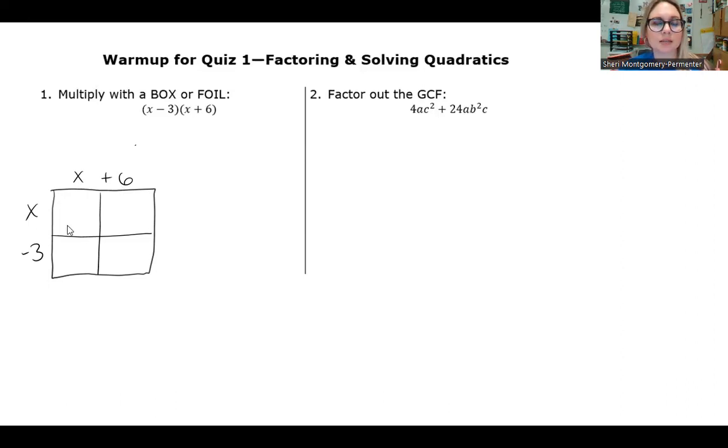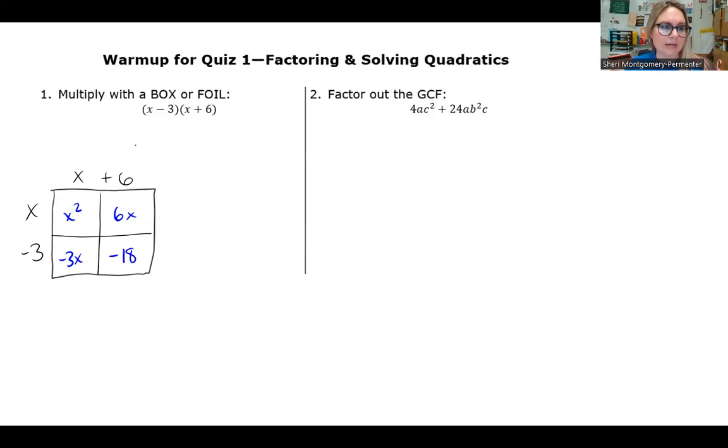So x times x is x squared. I have x times 6 is 6x. x times negative 3 is negative 3x. 6 times negative 3. What's 6 times negative 3? Negative 18.